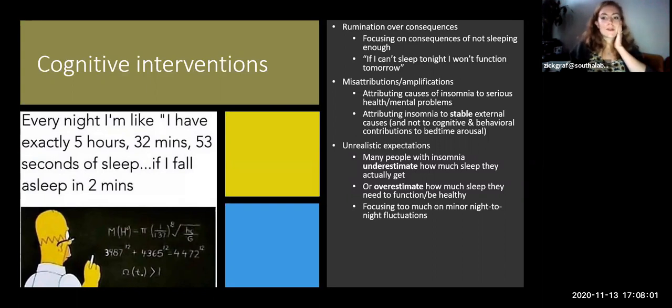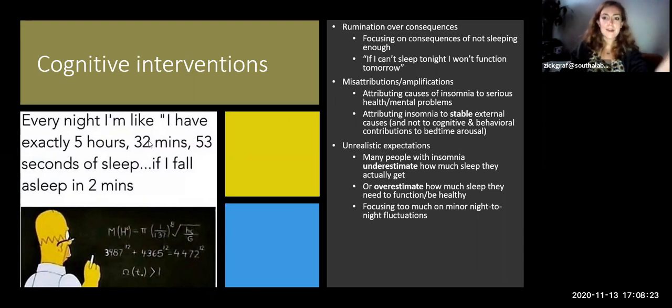People with insomnia may also overestimate how much sleep they need to function. So it's ideal for people to get 7 to 8 hours of sleep, but really we can function on less than that. And although it isn't great for us in the long term, it doesn't really have any huge short-term consequences. It may make us more likely to catch a cold. It may make us feel grumpy or crappy the next day, but it's not going to kill us.